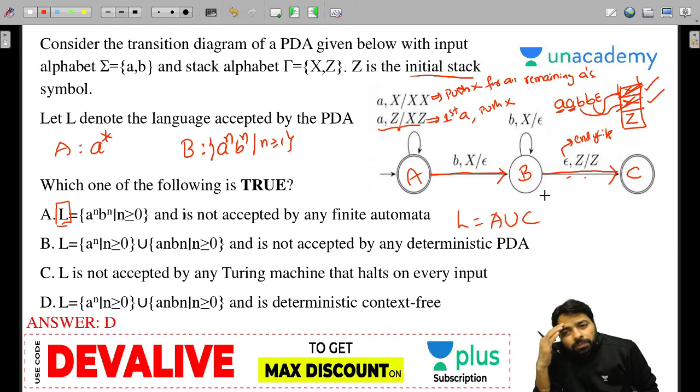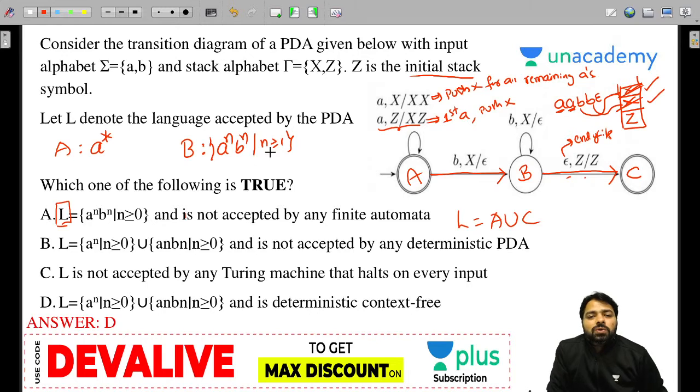Z on the top of the stack. In case you are going in the middle, then it is very difficult. You can't complete the string once you go to the C. And this only happens for this one. Now the language is A union, sorry, not B guys. It's a C. Okay, I'm very sorry.